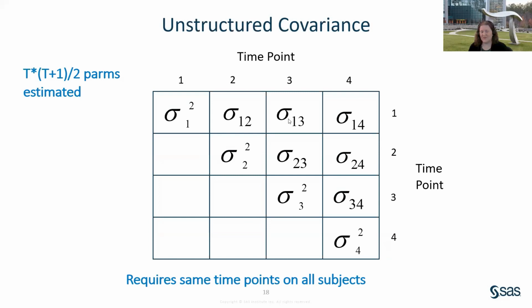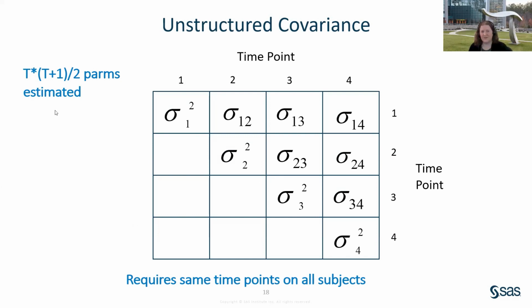And then each of these off-diagonal entries are different covariances for each pair of time points. Right? This is called an unstructured covariance matrix. And you might think, well, this sounds great. Why don't I just use this? If I have a lot of data, I can estimate all these parameters. Well, there's a couple of drawbacks to this covariance matrix.